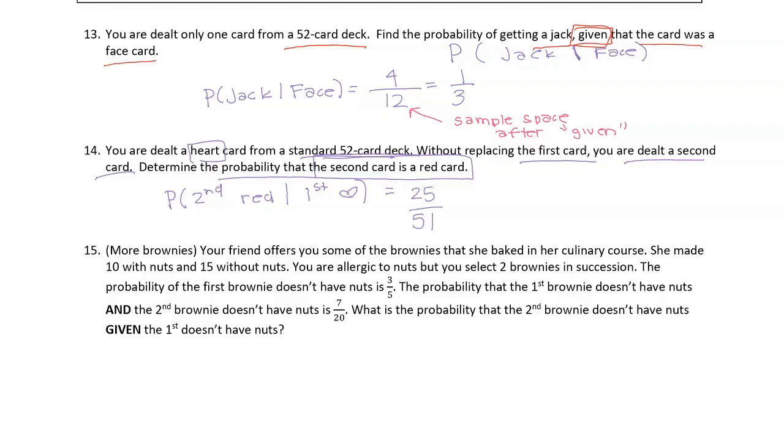One thing to keep in mind is this is not asking for the probability that the first card is a heart and the second card is red. If that was being asked, then we would multiply the two probabilities, but we're just trying to find the probability of the second card.